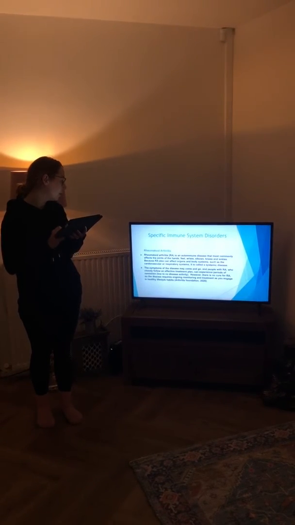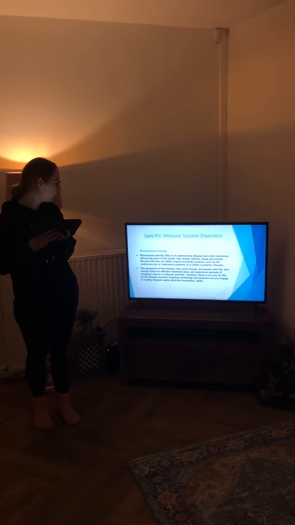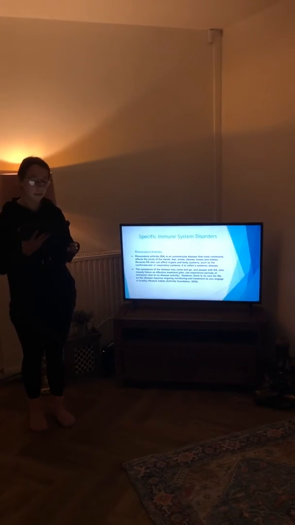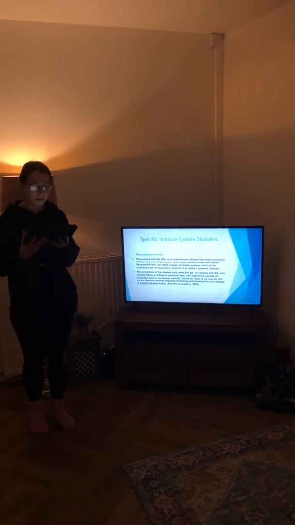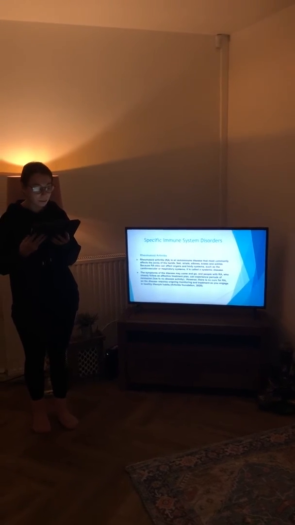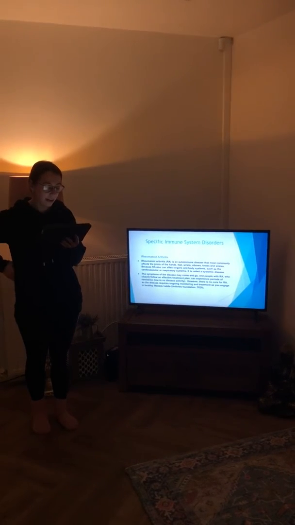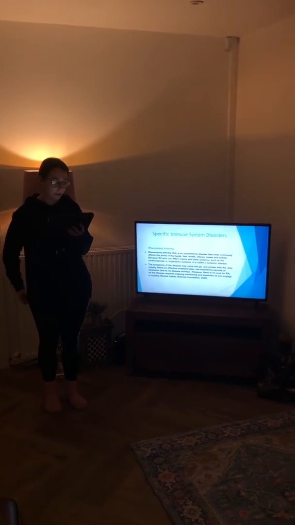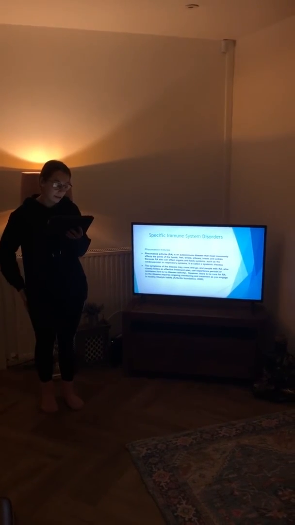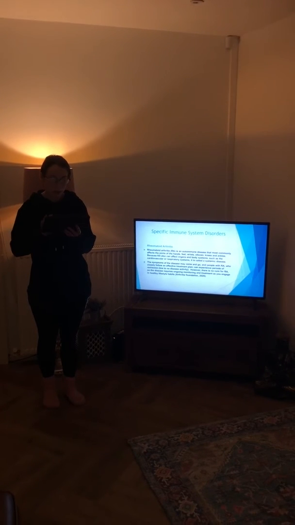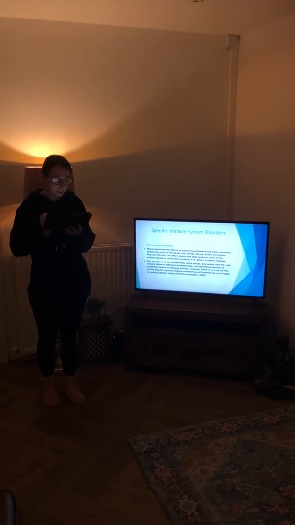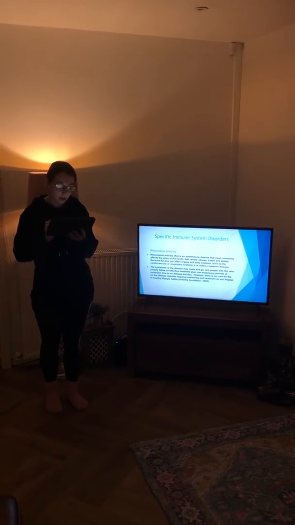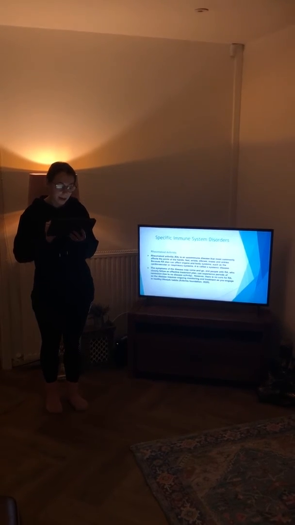Specific immune system disorders, rheumatoid arthritis. Rheumatoid arthritis is an autoimmune disease that most commonly affects the joints of the hands, feet, wrists, elbows, knees and ankles. Because rheumatoid arthritis also can affect organs and body systems such as the cardiovascular or respiratory system, it is called a systemic disease.